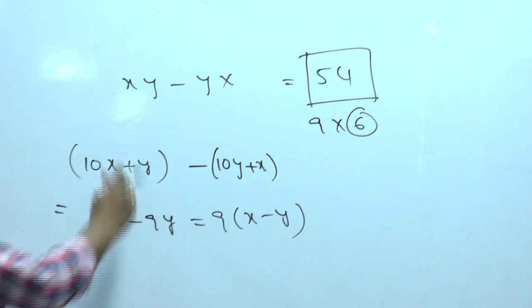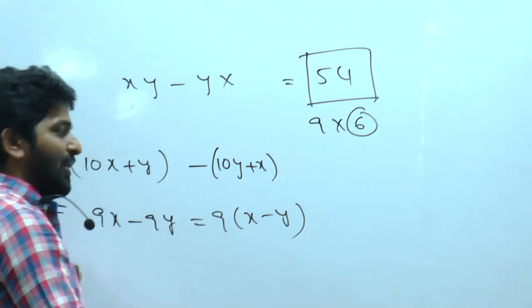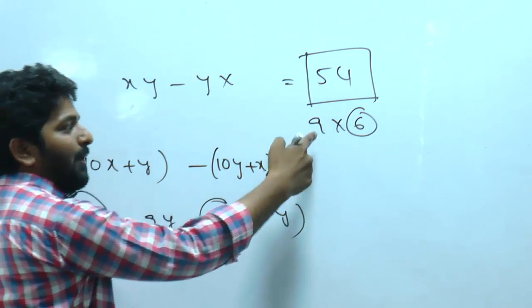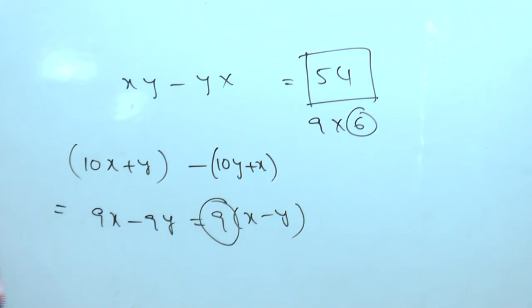Whenever you take the difference between any two-digit number and the number obtained by interchanging the digits, it will always be a multiple of 9. This is also a multiple of 9, 9 times 6. So the difference of the two digits is 6, and that's what your question asks. Okay. Next.